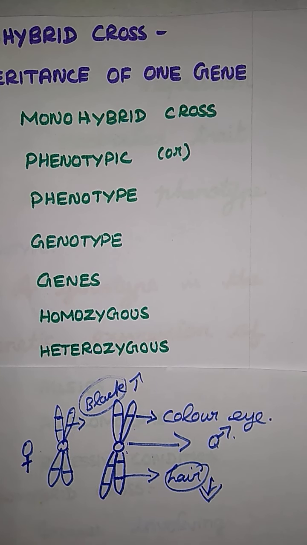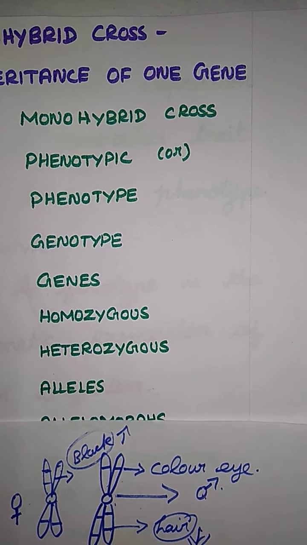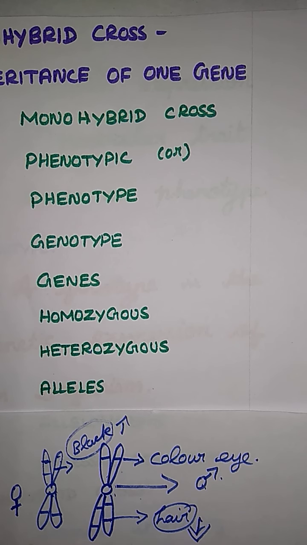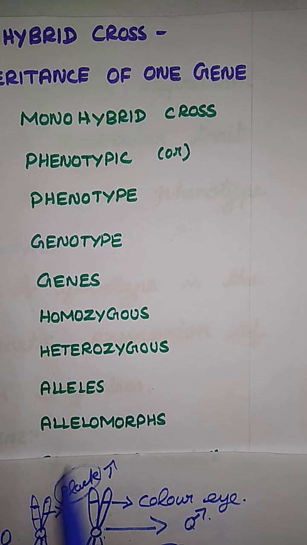Okay, here the heterozygous: two different alleles. When two different alleles of a particular gene combine, just the dominant one is expressed. That is heterozygous. Here, alleles, we have now said what alleles are, and the next one is allelomorph.